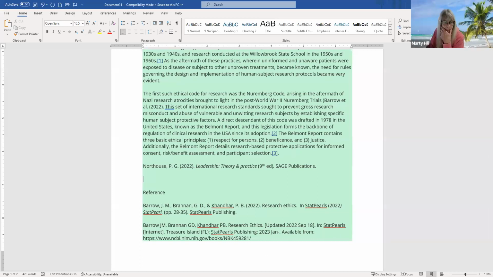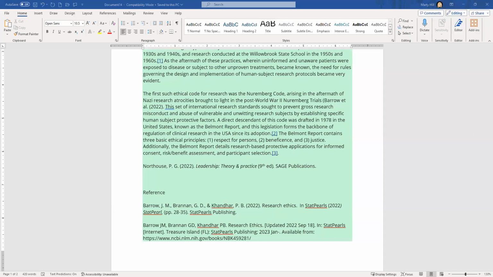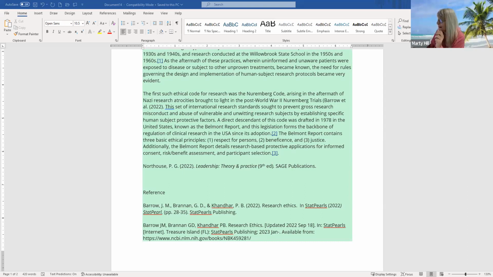I've noticed that so many of you, for like the James and Slater text, have been putting the chapter number, the chapter title, and the page numbers for those chapters. And that is incorrect formatting.